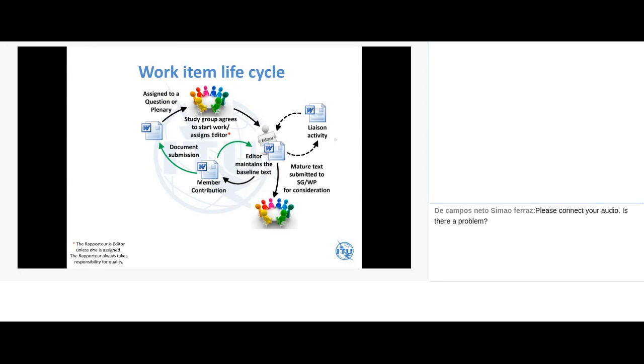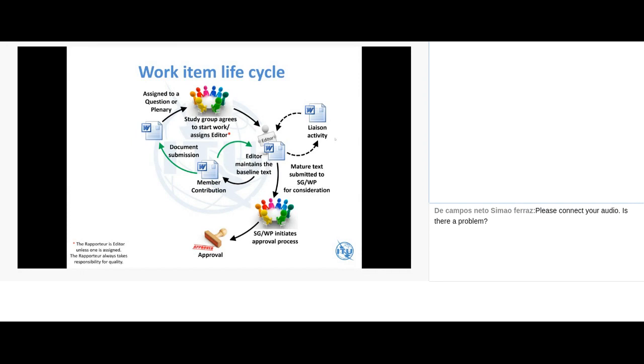Eventually, that text will be considered mature by the experts, and when it is, it would be submitted to a study group meeting or a working party meeting for consideration about what we do next. So let's assume that the study group is supportive of the work of the experts. They initiate the approval process, and eventually the recommendation or other work item is approved. We'll look in more detail about the approval processes in a few minutes.